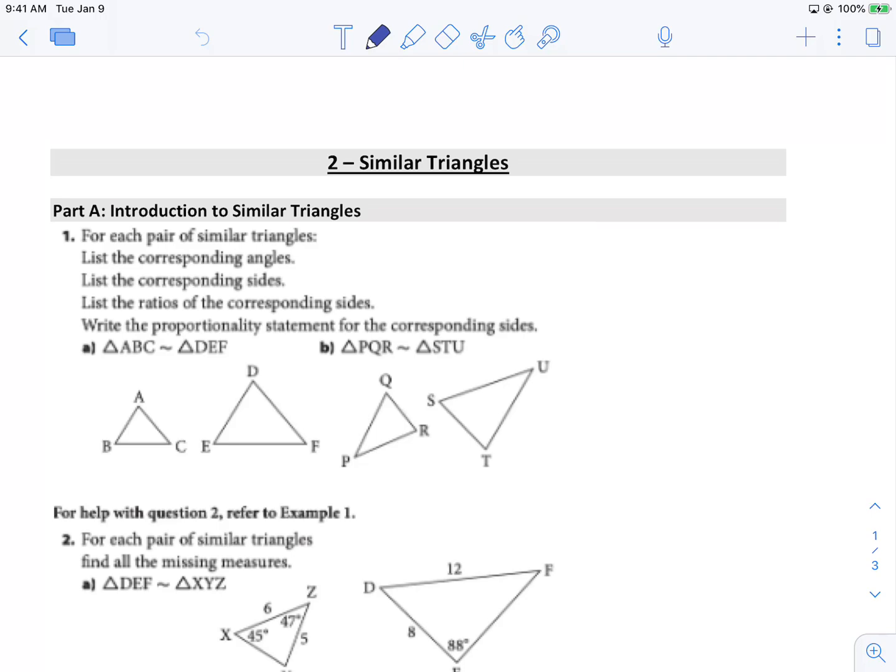Okay, so we're looking at some solutions from lesson 2, similar triangles. So we're going to start right off. Our first question was 1a. Now, remember, we're dealing with similar triangles.